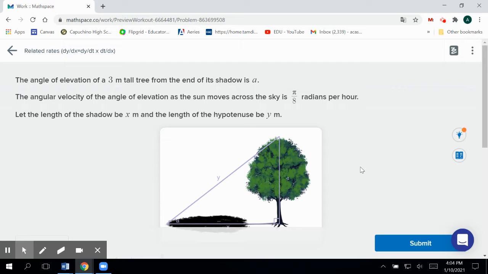So that pi over 8 is my dA dt. dA dt is pi over 8. The rate that the angle is changing in regards to time is equal to pi over 8. So I already have one of my derivatives already. dA dt is equal to pi over 8. Let the length of the shadow be x meters and the length of the hypotenuse be y meters. All right, so I got my information.